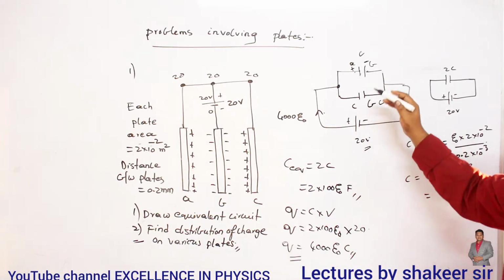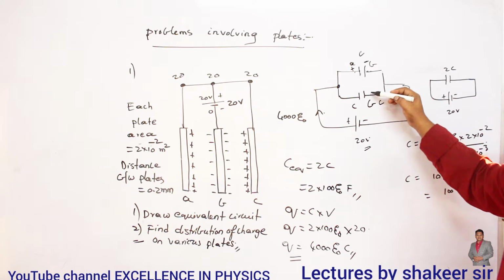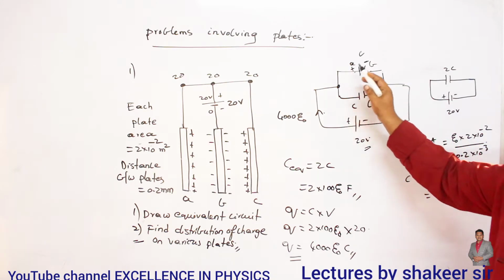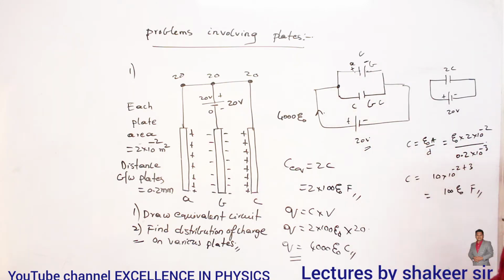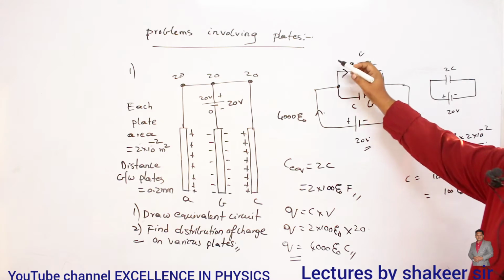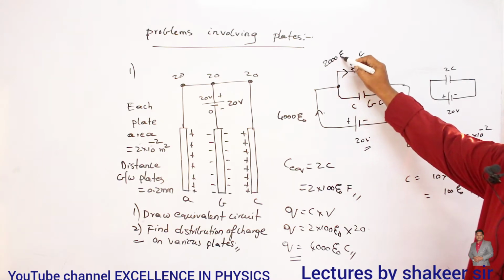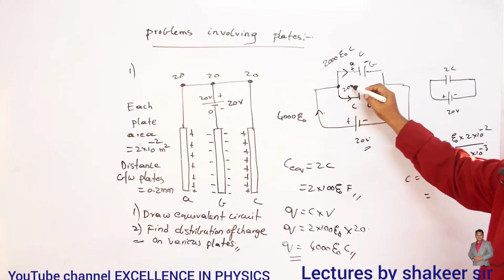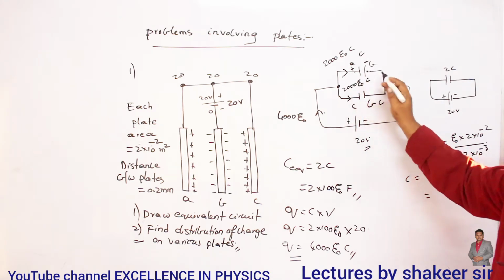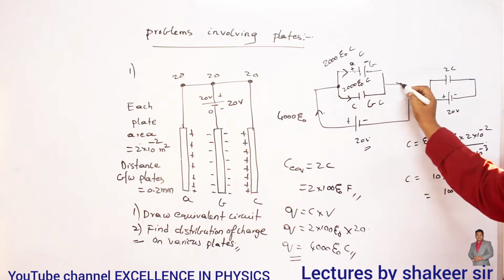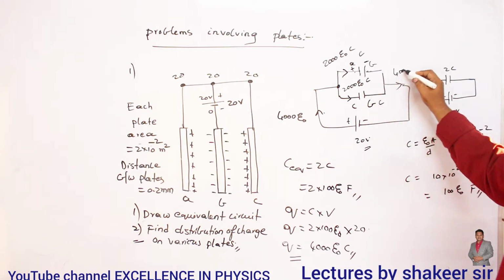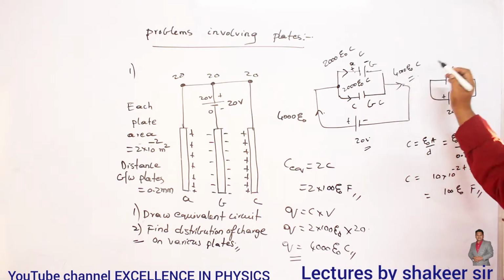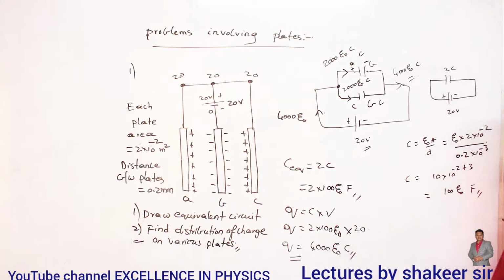What kind of connection is this? Parallel connection, no? Parallel connection, and the capacities of the capacitors are also the same. So the charge will be distributed exactly half and half. So in this capacitor, 2000 E naught coulombs of charge will be present. Similarly, in this branch also 2000 E naught coulombs of charge will flow. And how much total charge will be present here? Again it will be 4000 E naught coulombs of charge. That is my required answer. Okay, that's all.